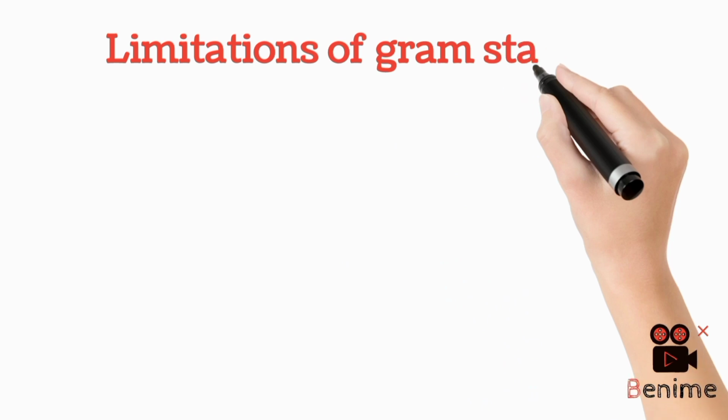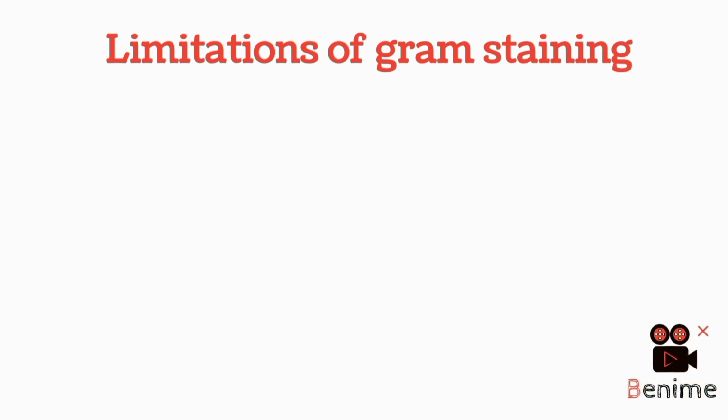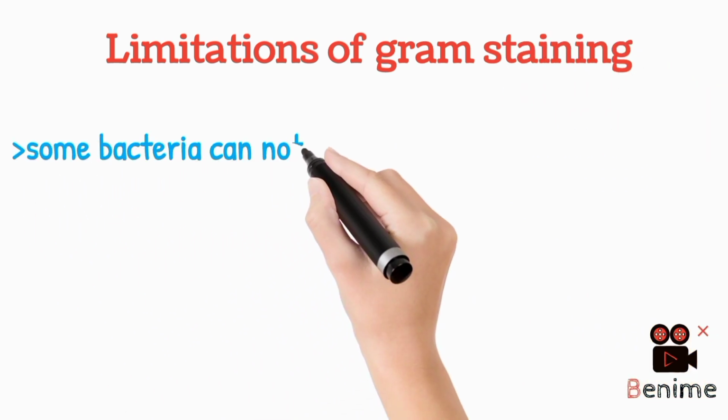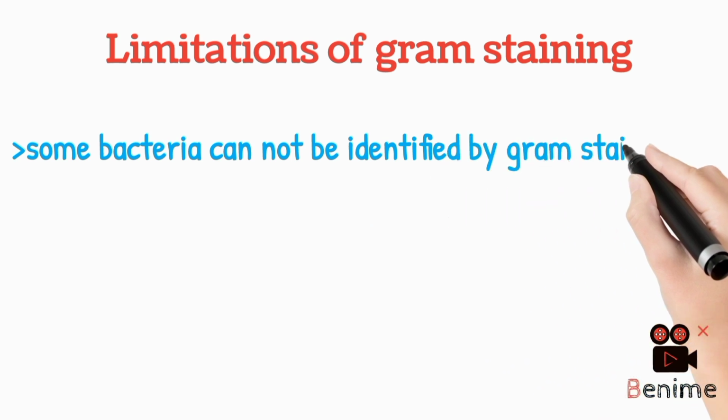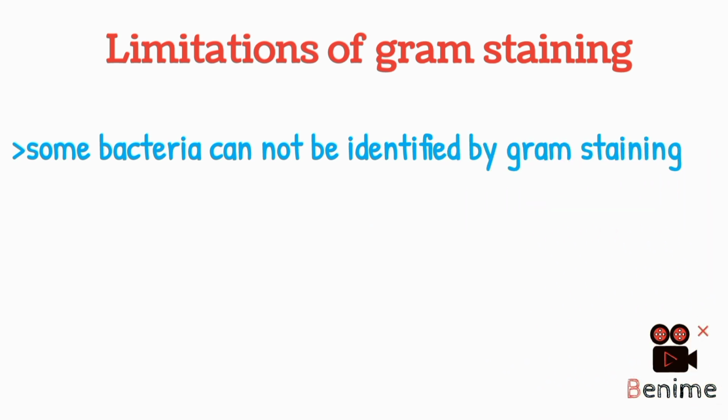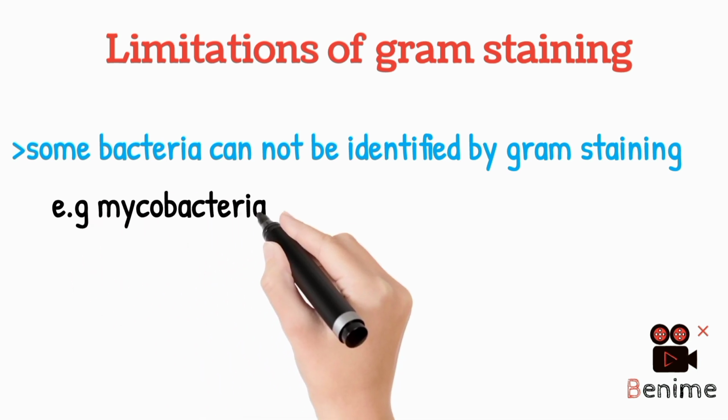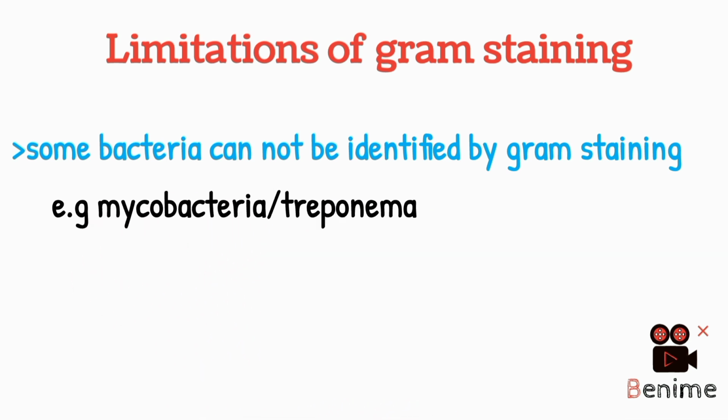Limitations of the gram staining procedure include that some bacteria cannot be identified by gram staining. For example, mycobacteria cannot be seen by gram staining. Treponema pallidum and other bacteria can also not be seen by gram staining. Remember, mycobacteria has a very rich lipid layer, so it cannot be gram stained. Treponema is very thin, so it can also not be gram stained, and there are some alternative procedures for seeing these bacteria.